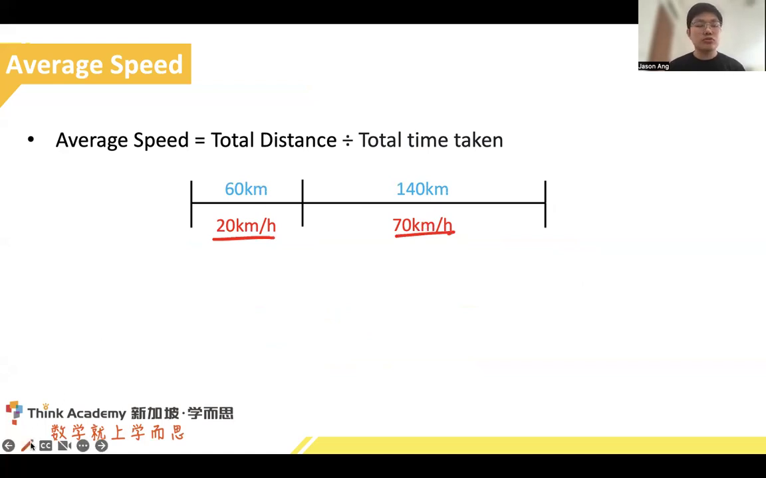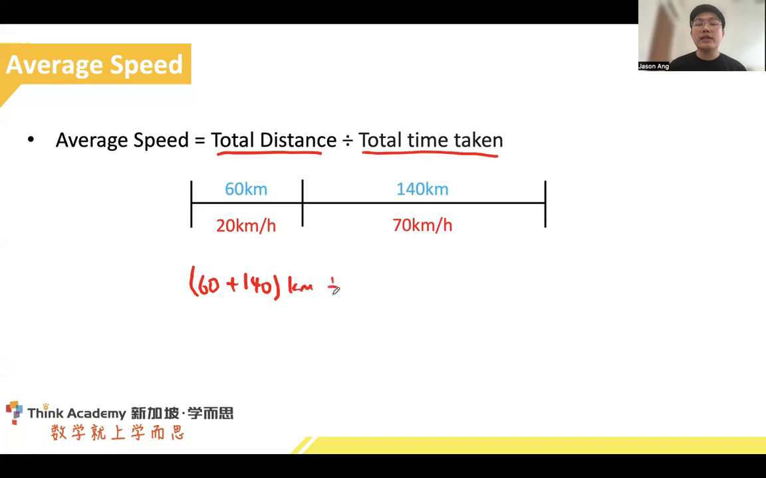Many students used to do that in the past and they will always note that it will never ever be correct. The way we are supposed to do this is to take the total distance divided by the total time taken. Even if you're not provided, we will count it. So the total distance in this case is 60 kilometers plus 140 kilometers. And we are dividing by the total time taken.